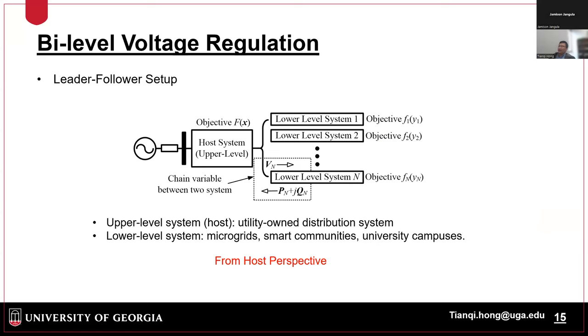And we can generalize the previous setup into a more general system. Here, the assumption is that in a system, we have a host system, which can be a utility-owned distribution feeder. And we have a lot of lower-level subsystems, which can be microgrids, smart communities, and university campuses. The assumption here is the host system cannot directly control each subsystem, but they are physically connected through electrical lines, and they can exchange certain information. In the following discussion, we're only talking about this bilevel regulation from the host perspective.